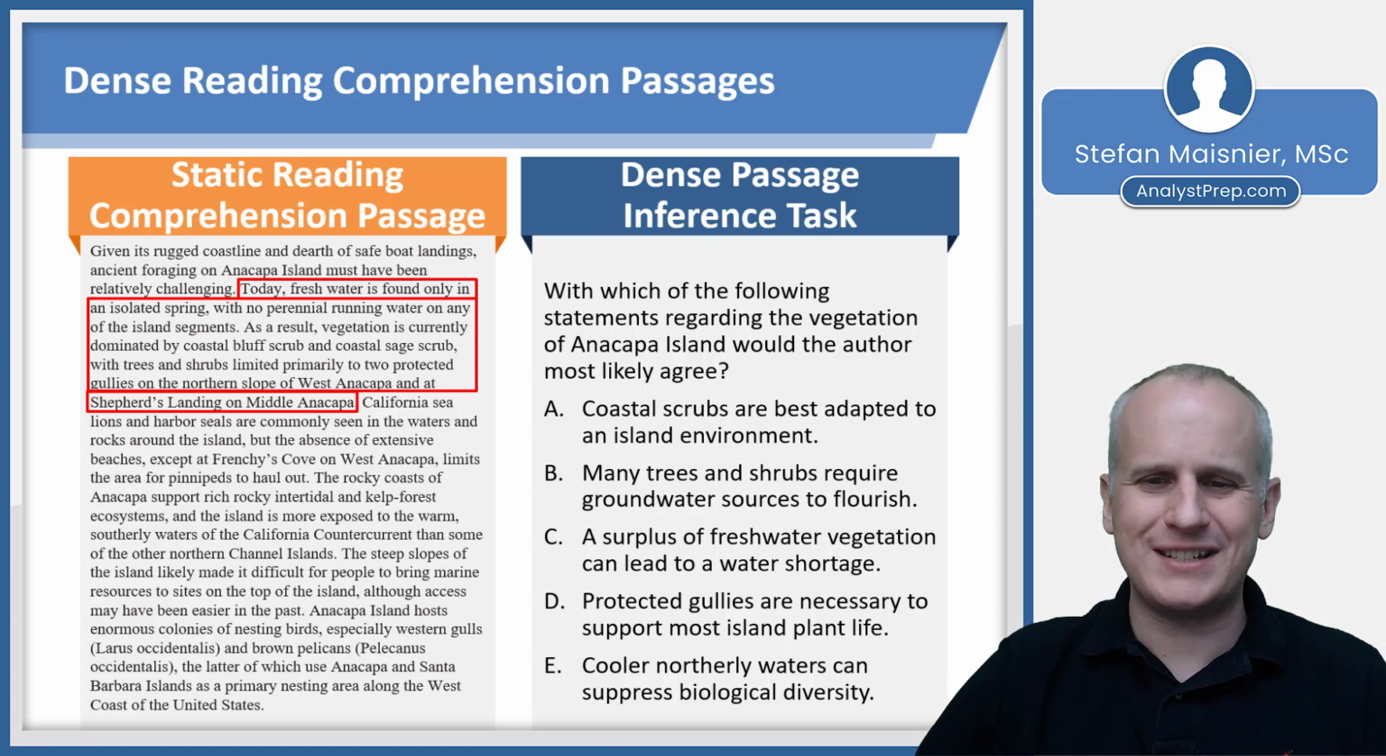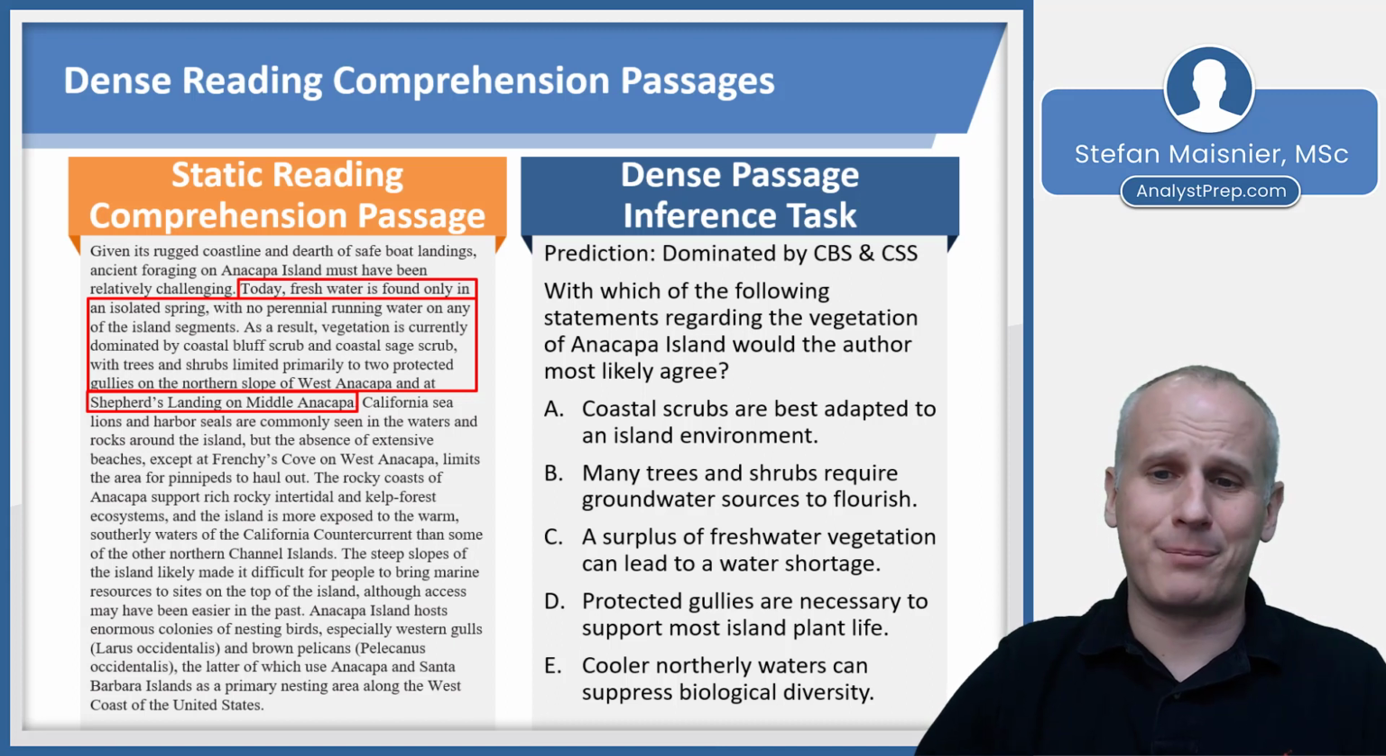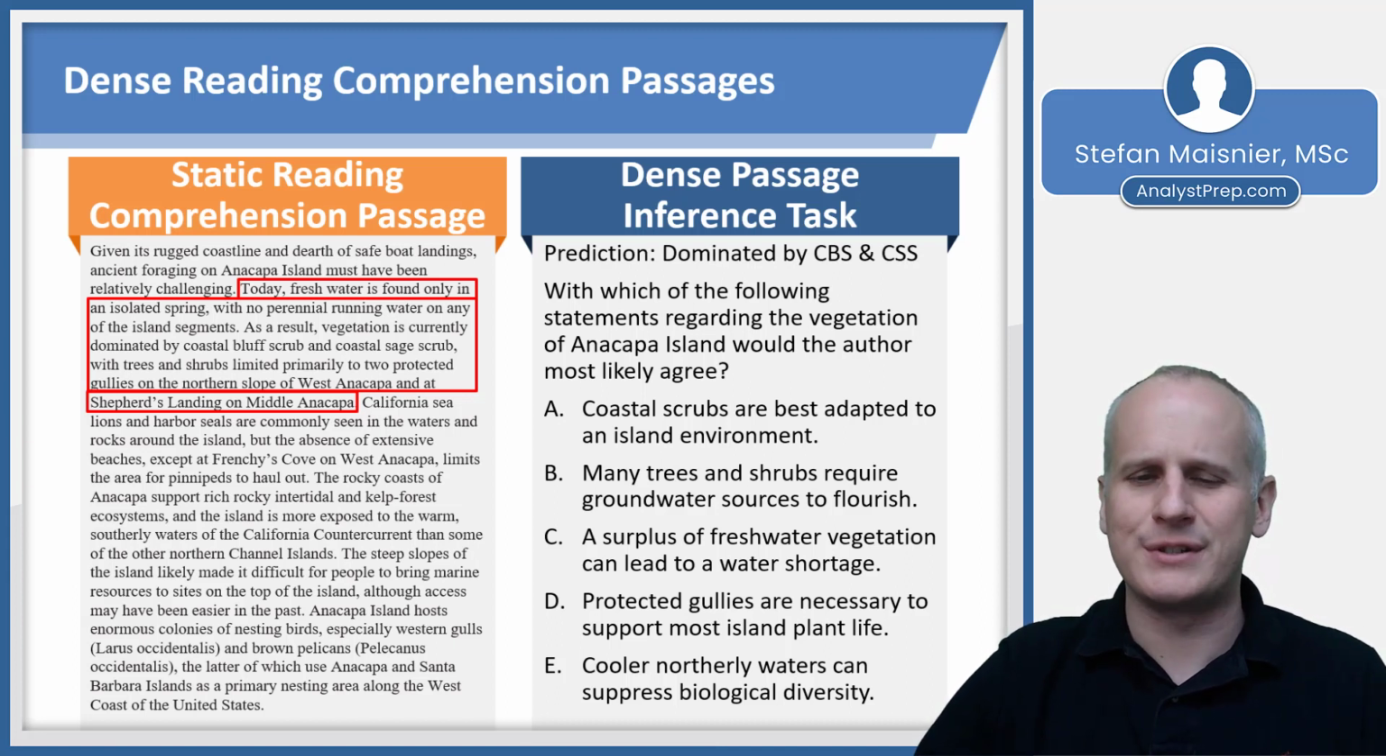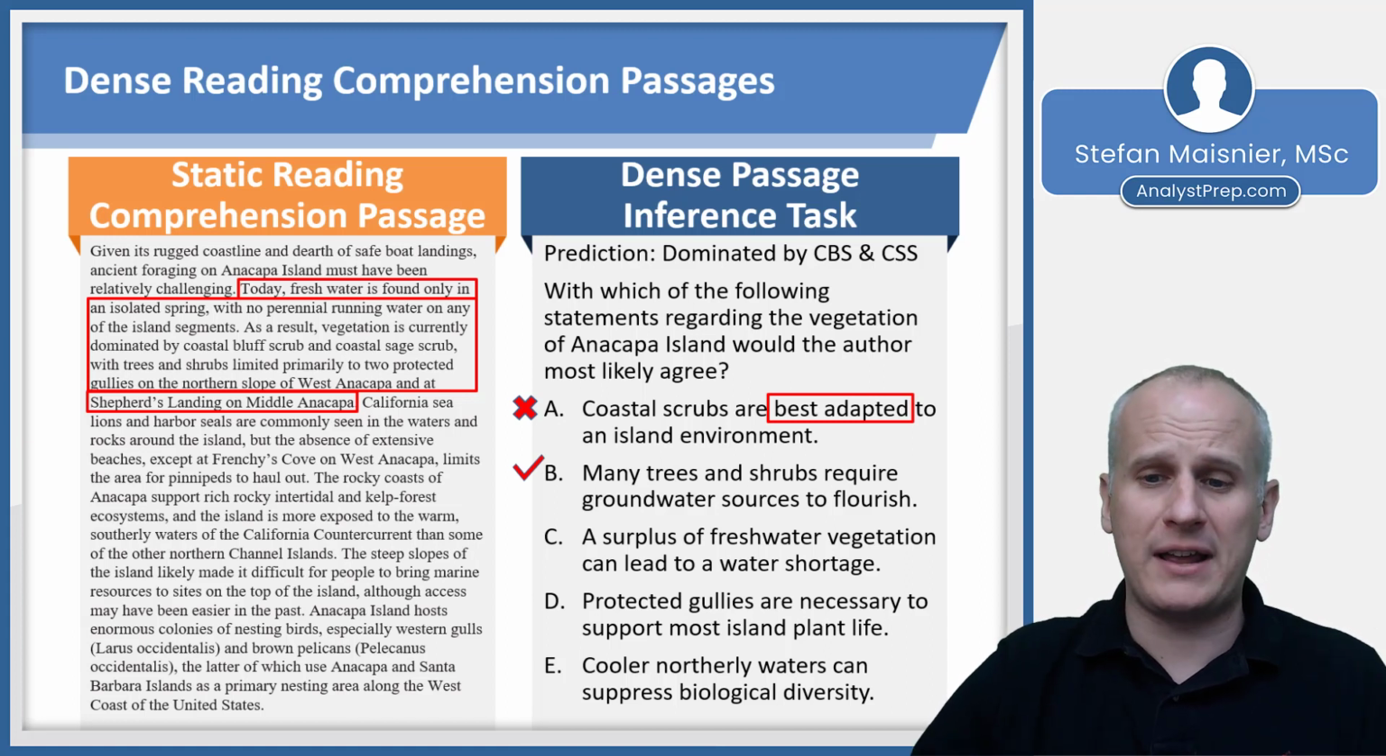Now, choice A, coastal scrubs are best adapted to an island environment. And we've got a prediction there of dominated by CBS and CSS, of course. So coastal scrubs are best adapted to an island environment. Well, no, that best adapted goes too far, so we can eliminate choice A as being extreme. Choice B, many trees and shrubs require groundwater sources to flourish. Well, that makes sense because it's dominated by the coastal bluff scrub and the coastal sage scrub, and we know that they are limited to the protected gullies where there is actually water. So trees and shrubs requiring groundwater sources to flourish is a logical inference that must be true based on the statements of the passage directly.